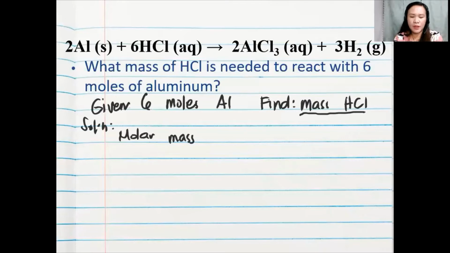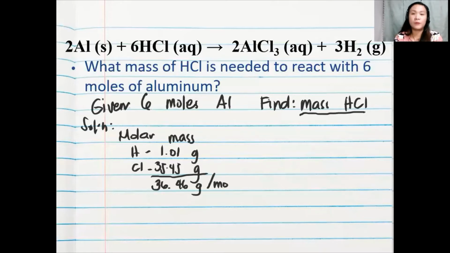So that will be H and Cl. So for hydrogen, we only have 1. So that's 1.01 grams. For Cl, we also have 1. So that will be 35.45 grams. And so we get 36.46 grams per mole. Okay, next. So now that we know the molar mass of HCl, we can now calculate for the mass of HCl.